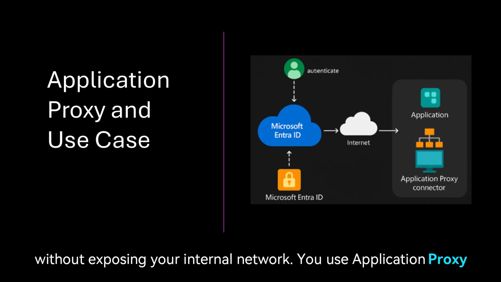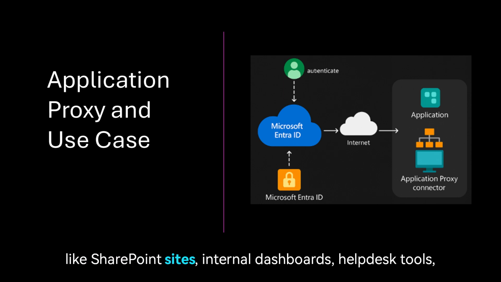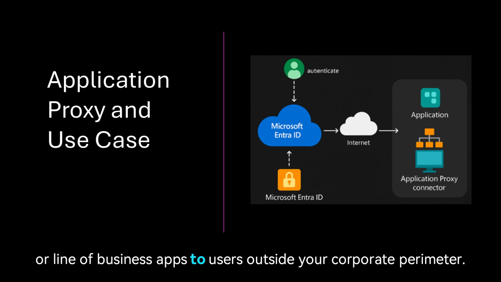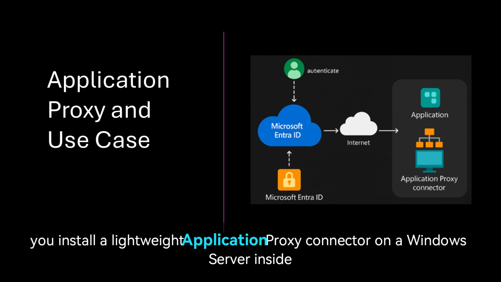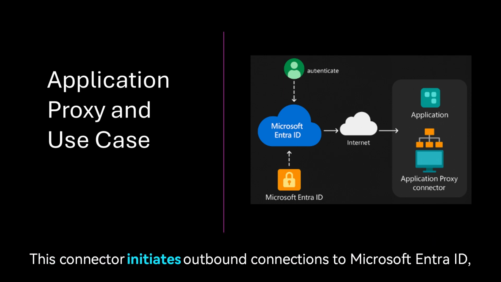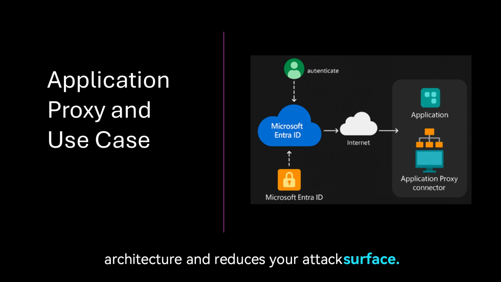You use Application Proxy when you want to publish apps that are hosted inside your network, like SharePoint sites, internal dashboards, help desk tools, or line of business apps, to users outside your corporate perimeter. Instead of deploying additional infrastructure like reverse proxies or VPNs, you install a lightweight application proxy connector on a Windows server inside your environment. This connector initiates outbound connections to Microsoft Entra ID, so there's no need to open inbound ports. This dramatically simplifies your architecture and reduces your attack surface.